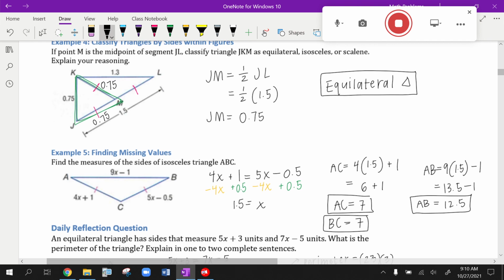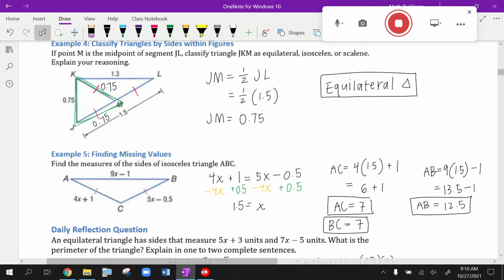All right, finally for today, I'd like you to reflect on this question. An equilateral triangle has sides that measure 5x plus 3 units and 7x minus 5 units. What is the perimeter of the triangle? Explain your answer in 1 to 2 complete sentences.